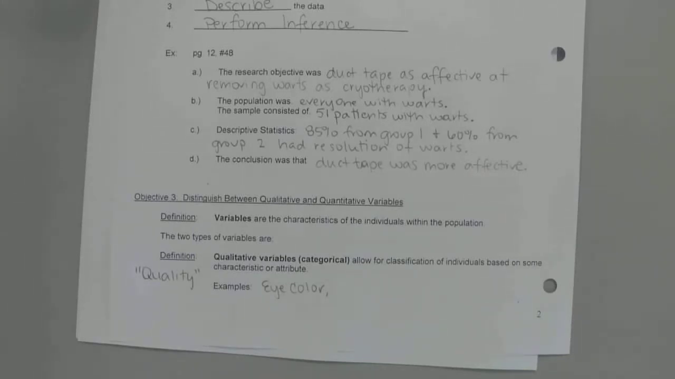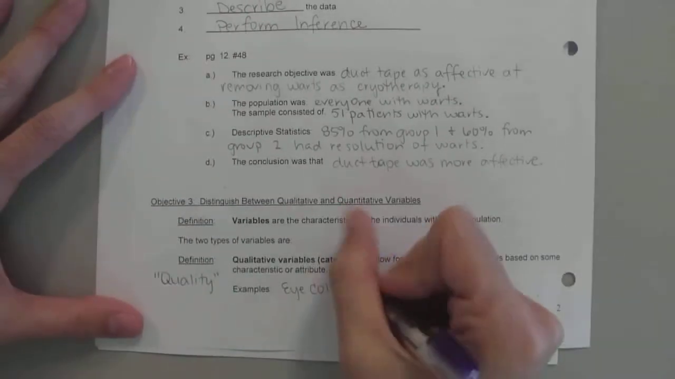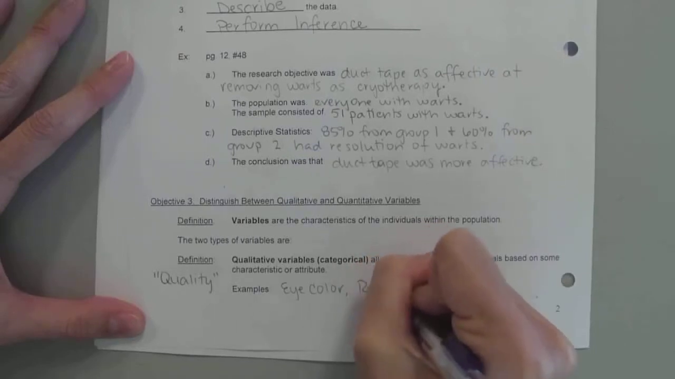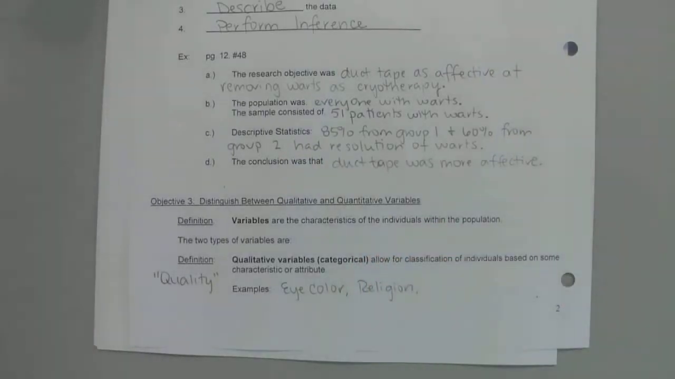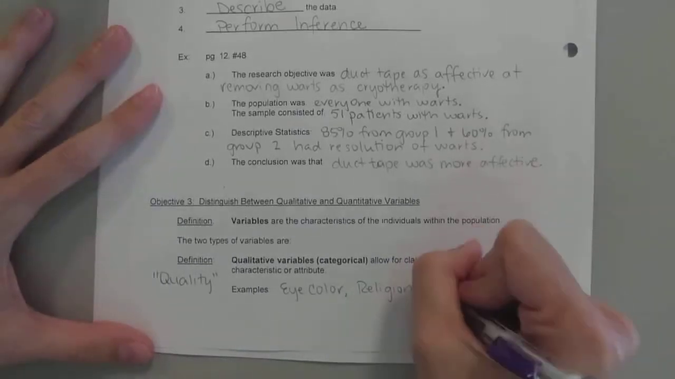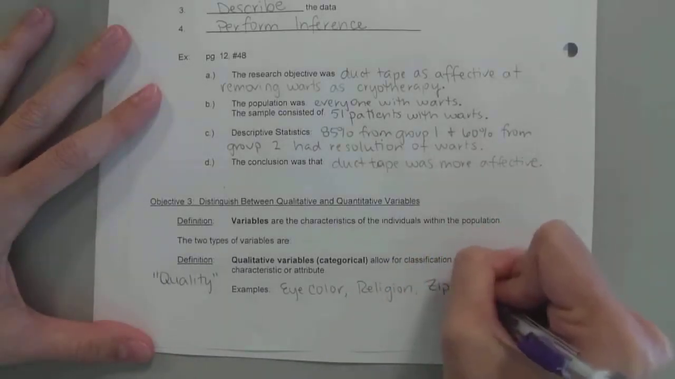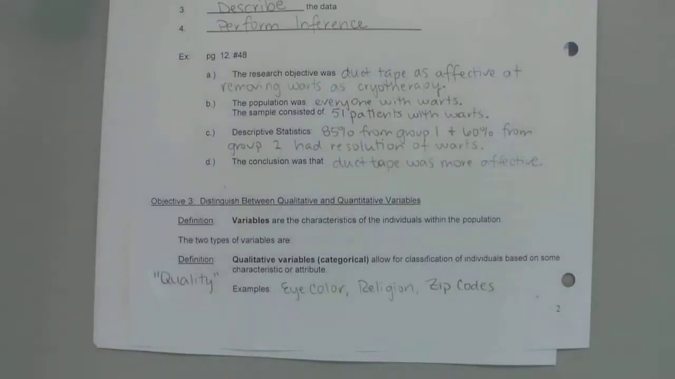So some examples of this would be eye color. Do you guys agree that we could collect data and organize all of our different eye colors, right? Is it a numerical measurement, though? No. Another one is religion. Whether you're an atheist, Catholic, Christian, Methodist, whatever it may be, we could group each other. And again, it's not numerical, and so it'd be qualitative.